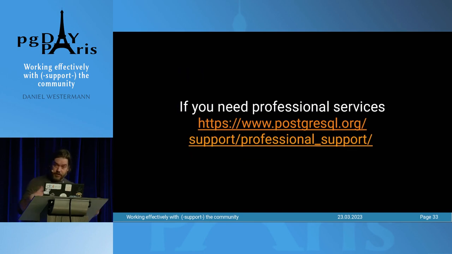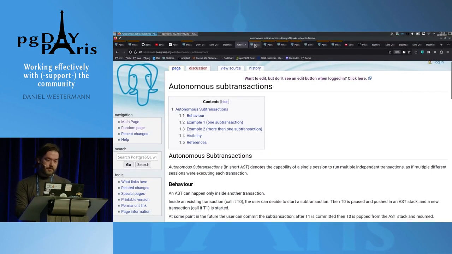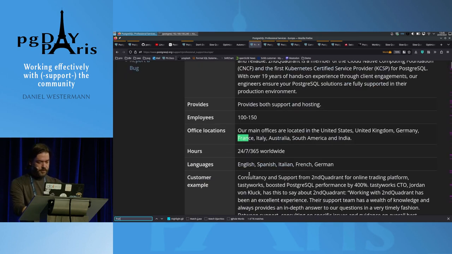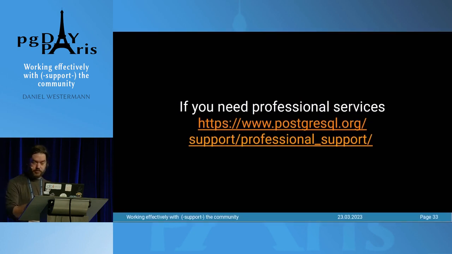So if you need professional services, SLAs, for whatever reason, same topic, go to the website. Here are the companies providing professional service. We are in Europe. Maybe search for France. And then pick the company which you trust. So you can have professional services around Postgres if you want to have that.